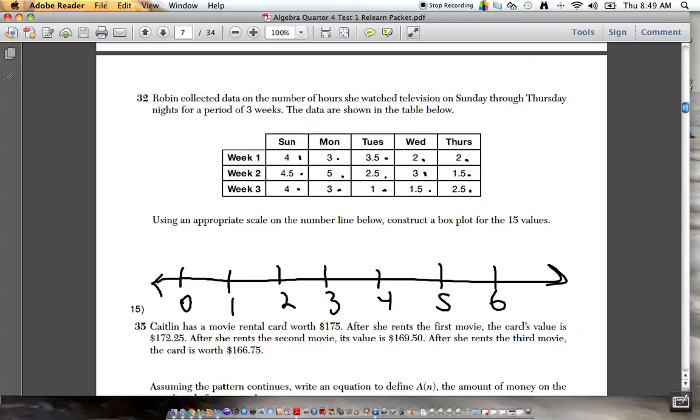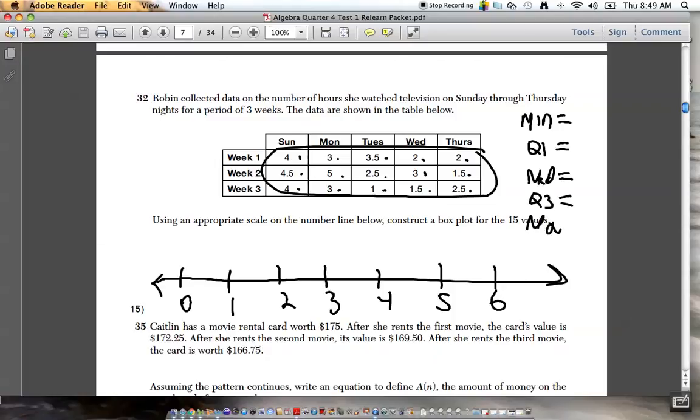They want one big box plot that has all of this data in it. So what do you need to do? You need to put all of it into list 1, and then you need to do one variable stats. When you do one variable stats, you then look up and scroll down until it says minimum, first quartile, median, third quartile, maximum.